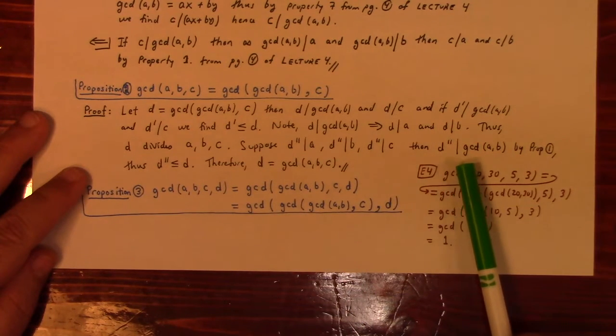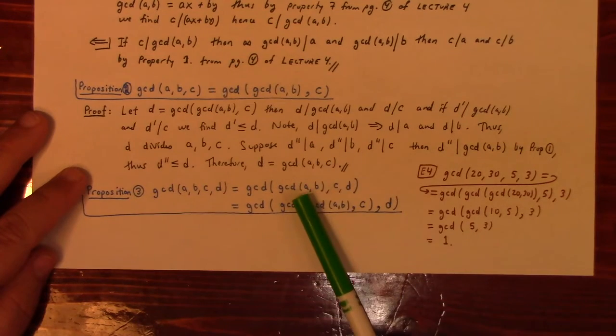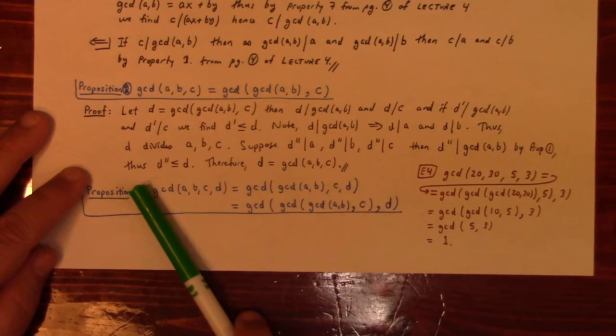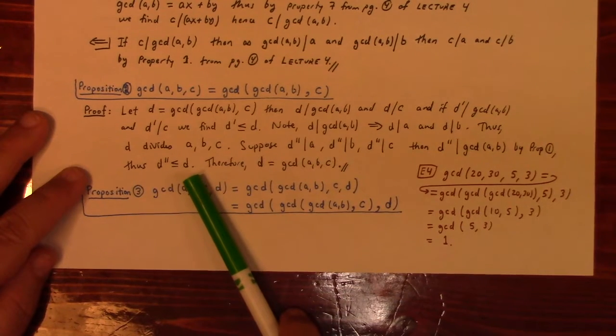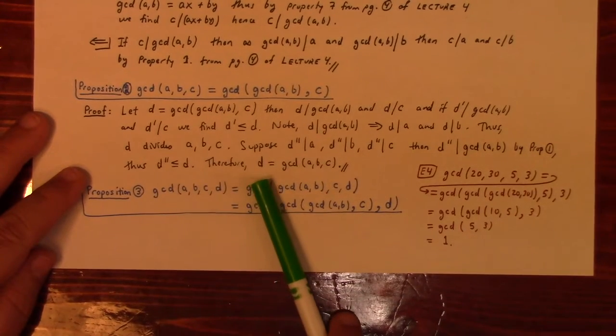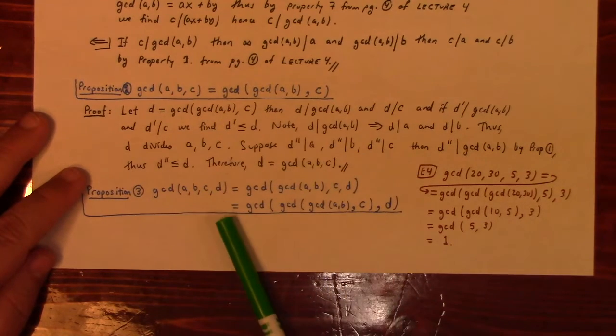Then d'' must divide the GCD of A and B, because it divides both A and B, right, by proposition 1. And thus d'' is less than or equal to d. But that's all we needed, right, was that this was smaller than d. Then we find that d is the GCD of A, B, C. And if you can do it once, you can do it again.